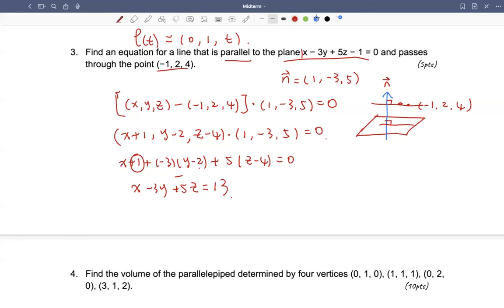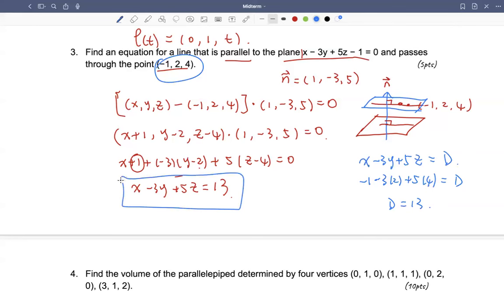Right? So this is one way, actually more calculation. Another way you can think about this: this line is parallel to this plane, and this line is contained in a plane which is parallel to this plane. So the normal vector is for this and also for this. Parallel just means the constant number is different. So you just do x minus 3y plus 5z equals d. Then you plug in this point to find d: negative 1, minus 3 times 2, plus 5 times 4, you get d, and d equals 13. So you can get this right away, but ideally you do the first way, because that is the normal way anyway.